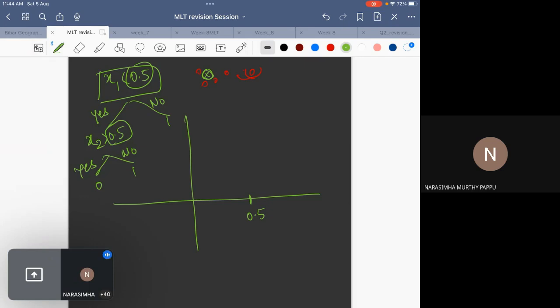Okay, the other feature. You have x1. Yeah, this is x2. This is x2. This is x1. This is one feature. This is the other feature. This is the x1 value. This is the x2 value. Got it.